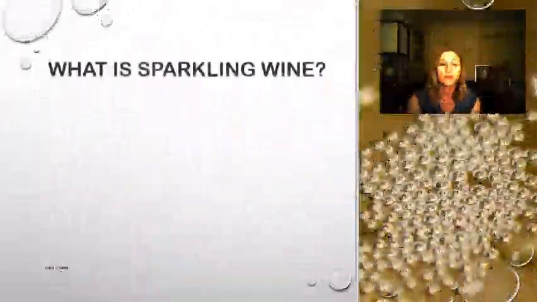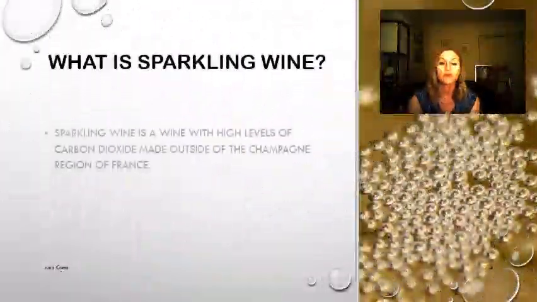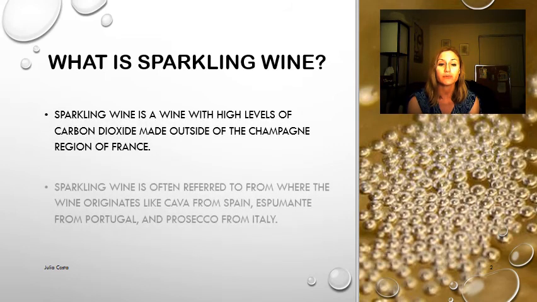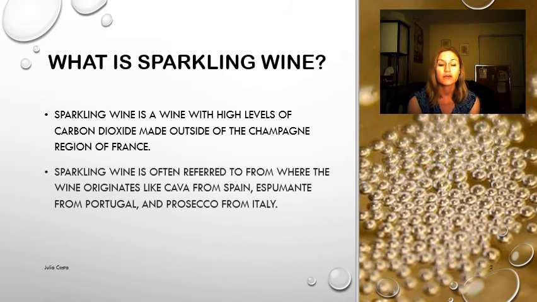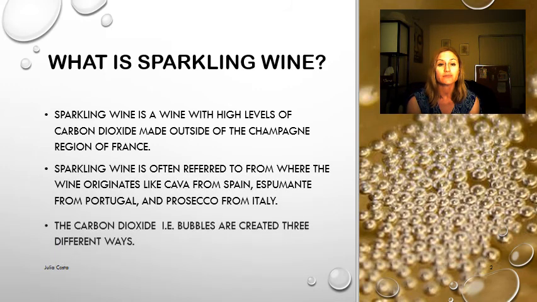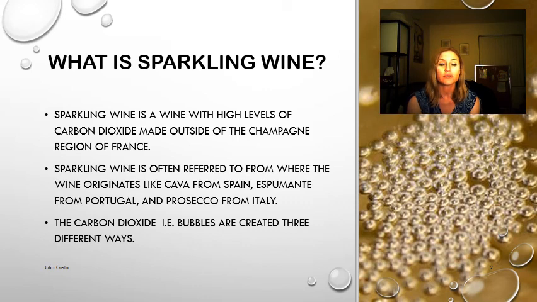So what is sparkling wine? Sparkling wine is a wine with high levels of carbon dioxide made outside of the Champagne region of France. Sparkling wines can be made all over the world and have different names. Sparkling wine is often referred to from where the wine originates, like Cava from Spain, Espumante from Portugal, and Prosecco from Italy. The carbon dioxide, in other words bubbles, are created in three main ways.